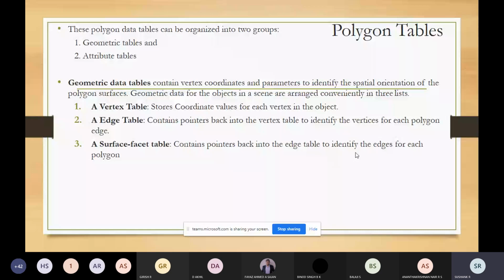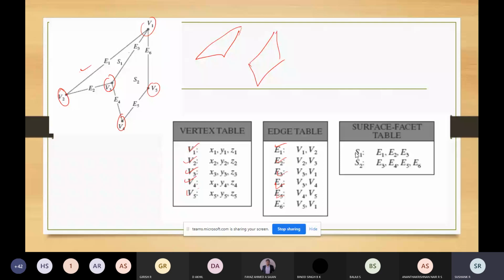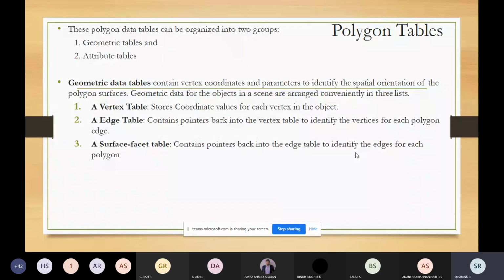The vertex table stores the coordinate values for each vertex in the object, that is x1, y1, z1. The edge table contains a pointer back to the vertex table to identify the vertices. So you know that edge E1 is given by vertices V1 and V2. Here edge E1 is associated with vertices V1 and V2, and the face table contains pointers back to the edges.